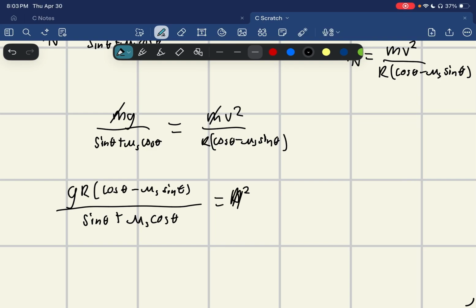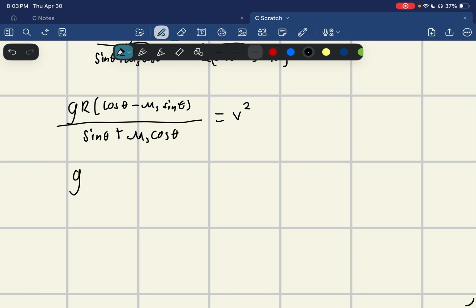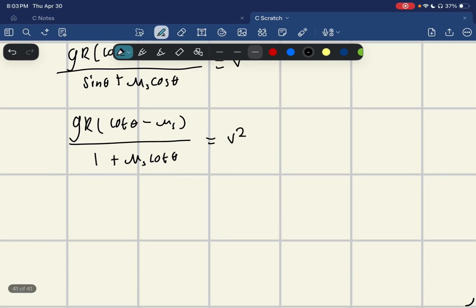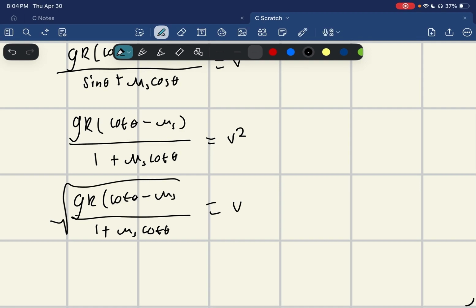And once again, like the previous part, I'm just going to divide everything on the left side by sine theta. So it would be gr times cotangent theta minus mu s all over 1 plus mu s cotangent theta is equal to v squared. And then to find vmin, you just square root it. So it would be the square root of gr times cotangent theta minus mu s all over 1 plus mu s cotangent theta is equal to vmin.